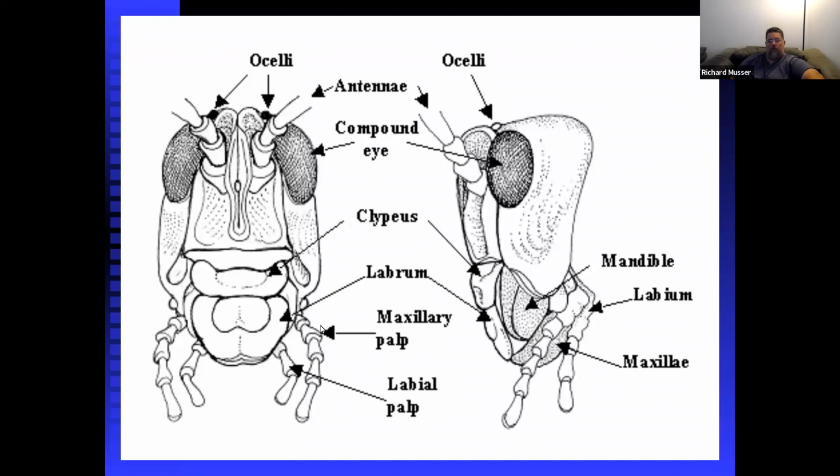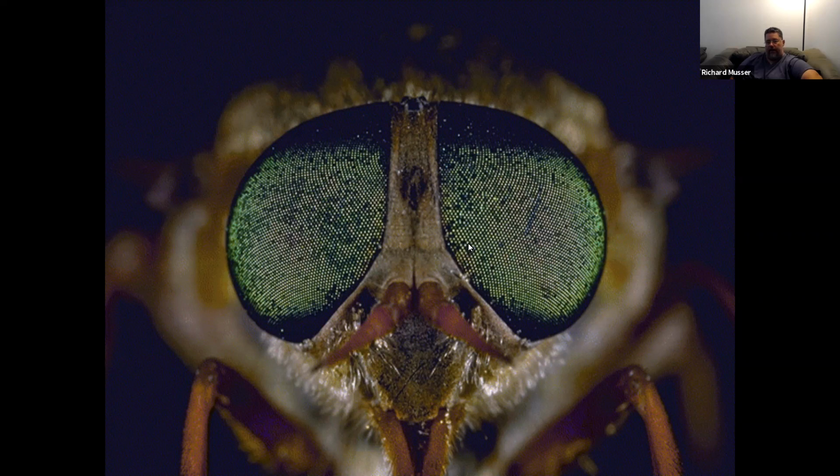So this is the simplified general mouth part. And what you're going to see is that these same parts make up the mosquito mouth parts, which is a piercing, sucking mouth part. This is a chewing mouth part. Anyway, here are the compound eyes. Look at all the little multifacets that are in there, all the ommatidia.